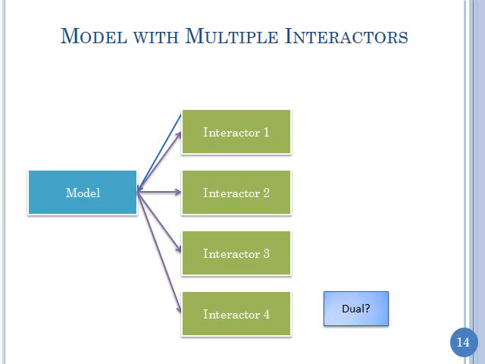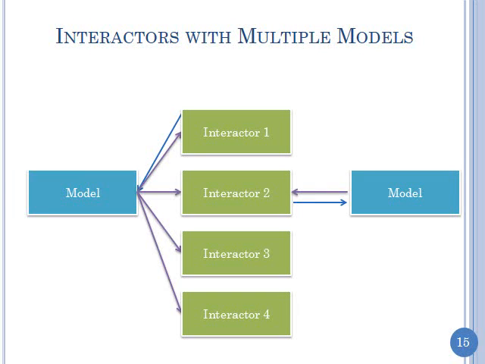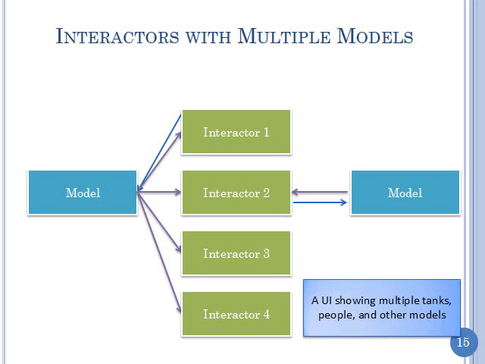Now, we showed a picture with one model and multiple interactors associated with the model. The dual would be an interactor that has multiple models. Okay. And is that useful? You can imagine one UI showing multiple objects, tanks, human beings, and so forth. Each of them is a model, and it's the one UI that's keeping track of all of them. So there's nothing sacred about how many models are connected to how many interactors.